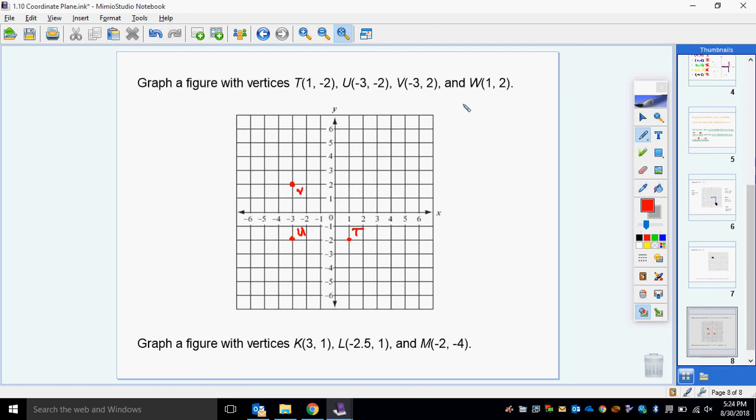And the last point W is at (1, 2). So start at the origin. It's a positive 1, so I want to go right 1. And then positive 2 tells me to go up 2 and plot that W. Now that we've graphed all the vertices, we're going to connect the dots. And it looks like we have just formed a rectangle.